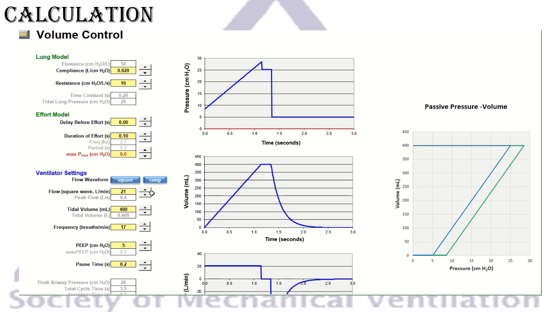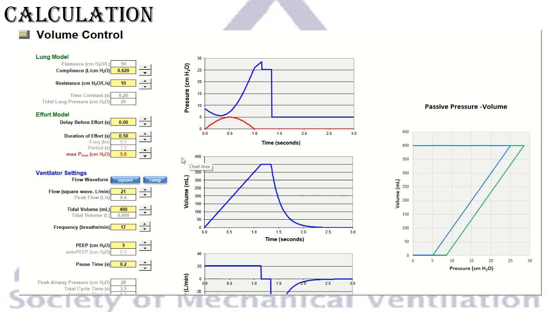Let's do something interesting, which is let's make the patient active. So let's, for example, add a PMOS of about 5 centimeter water here, and we can change the duration a little bit because here it's only 0.1 second. And of course you can see how the pressure curve changed a little bit.